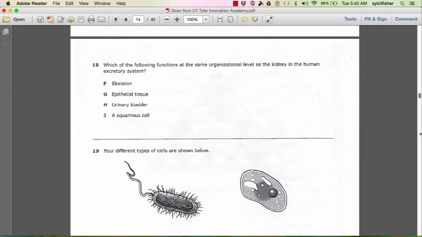Number 18. Which of the following functions at the same organizational level as the kidney in the human excretory system? F. Skeleton. G. Epithelial tissue. H. Urinary bladder. J. Squamous cell.